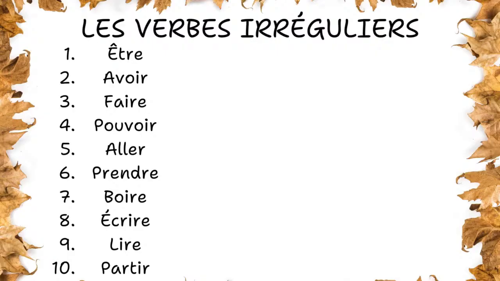Now we are going to talk about les verbes irréguliers, irregular verbs. There is a long list of irregular verbs, and these verbs can end in IR, RE, and so on, but they're irregular because they don't follow any particular pattern like the regular verbs. Exemple des verbes irréguliers, on a être, avoir, faire, pouvoir, aller, prendre, boire, écrire, lire et partir. So we're just going to conjugate a few of these verbs.